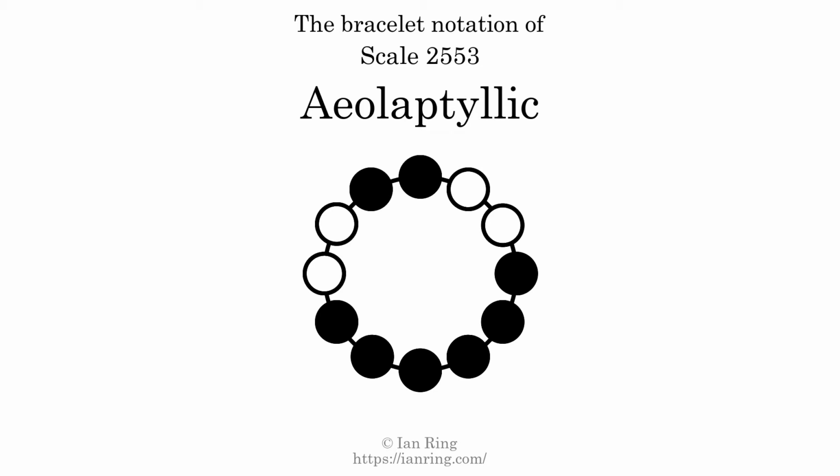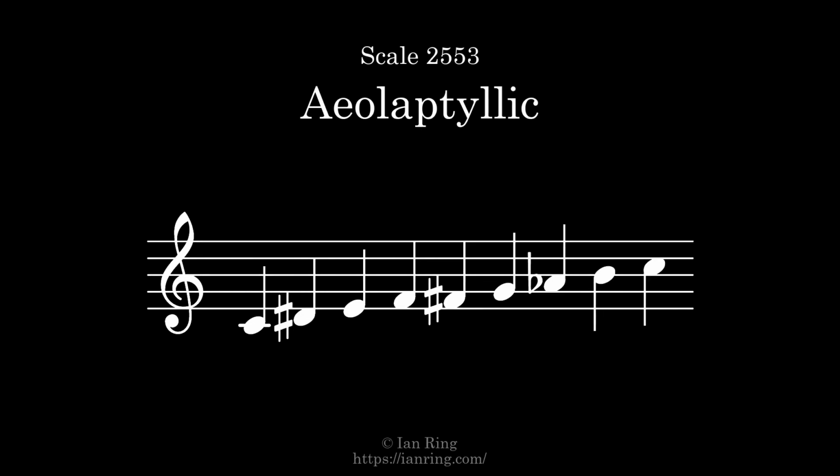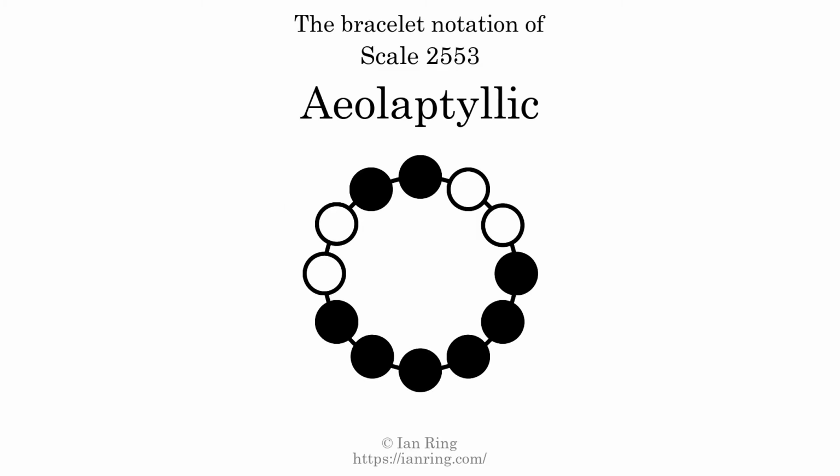2553, Aeolaptyllic, which sounds like this. This scale has 8 tones, which means it is called an octatonic scale. This is a bracelet notation diagram of scale 2553. The shaded circles represent tones that appear in the scale, and they are read clockwise, starting at the top.